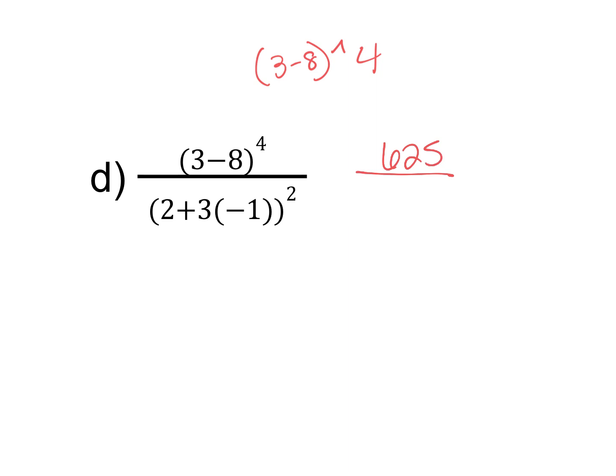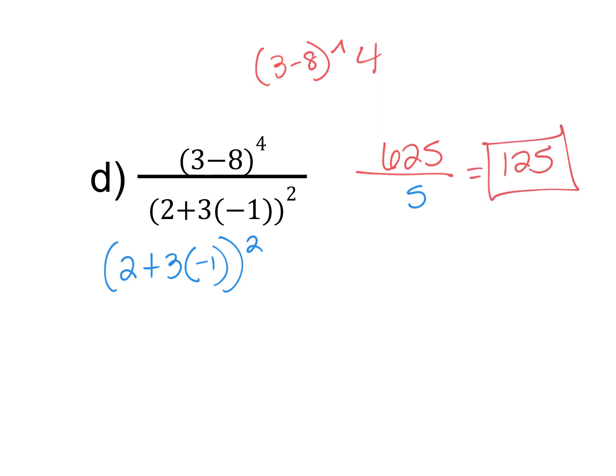Okay, let's do the bottom part. You need to have parentheses, 2 plus 3, open another set of parentheses, and then put a -1 in. Close those parentheses, and then close the first set of parentheses. Then do to the second power. I am getting 5. All right, now that we've done the hard part, now it's the easy part. We're just going to do the division. 625 divided by 5 gives you 125. And that is your answer.